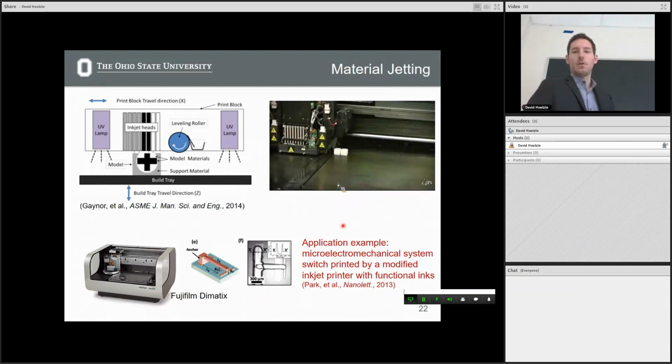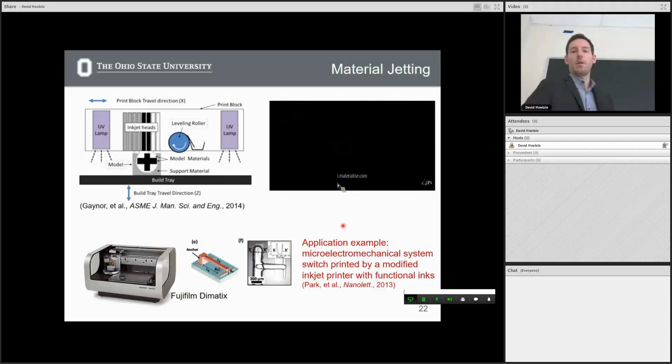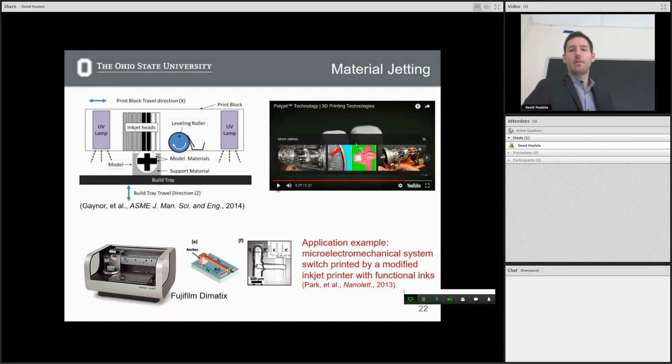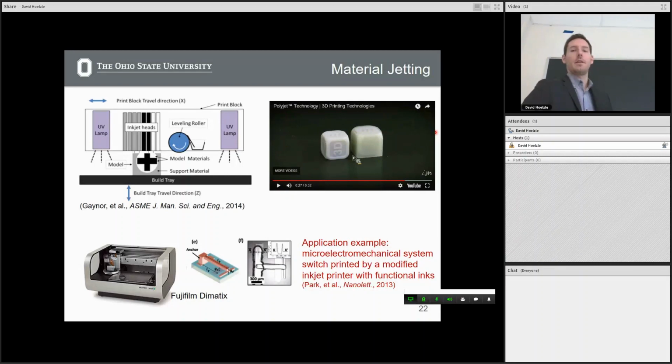So after it's cured, you can see the one on the right has all the support material still on it, and here's after you remove the support material, showing the edges of the part.